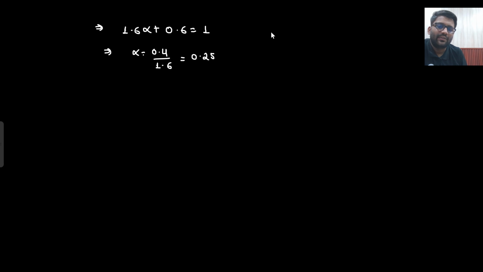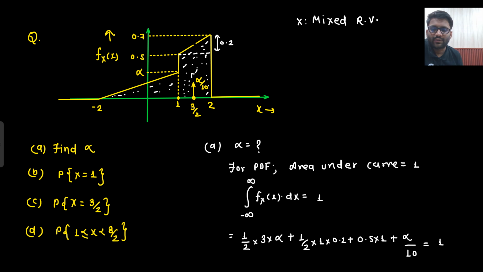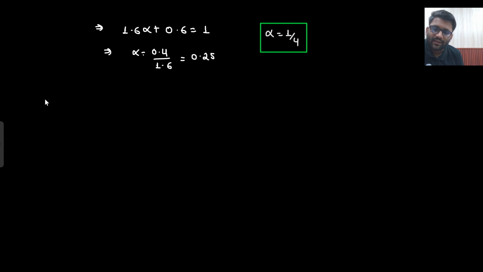Yeah. So the alpha value is coming out to be 1 by 4. This is the value of alpha that you are getting. Okay. Next question. Probability at x equals 1.